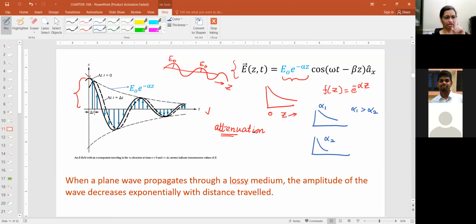So that means the attenuation of a wave is going to depend on the distance traveled. Alpha 1 will fall faster. Or instead of changing everything, I'll just put alpha 1 less than alpha 2. That will be easier. If alpha 1 is less than alpha 2, then it takes more time to attenuate. It can travel through a larger Z before attenuation, whereas in this case, for a smaller Z itself, that much attenuation will happen.